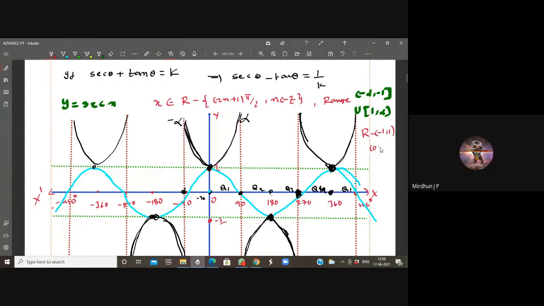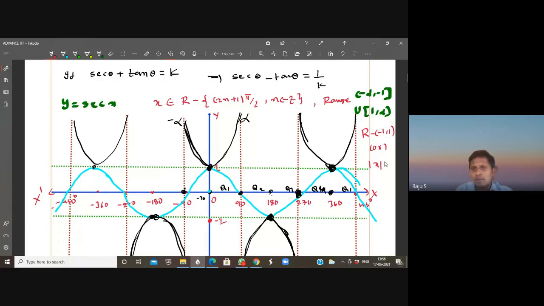Or simply you can remember modulus x greater than or equal to 1, which is easy to remember. Modulus x less than or equal to 1 for sine and cos. Modulus x greater than or equal to 1 for their reciprocals: sine's reciprocal is cosecant, cos's reciprocal is secant. This is the range. Simply remember, all three are equal.